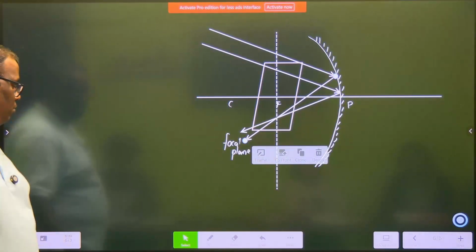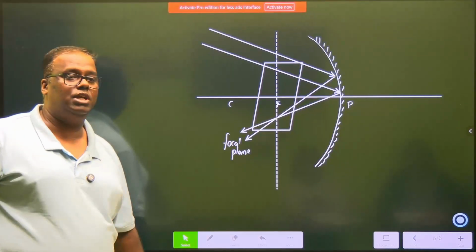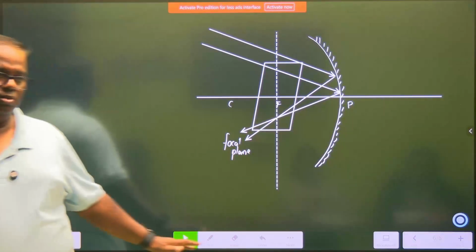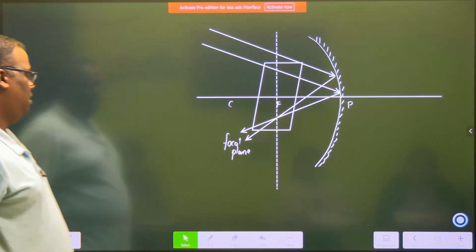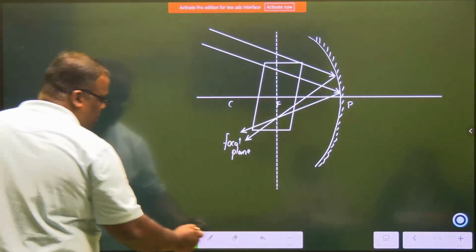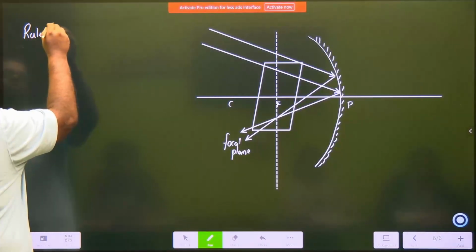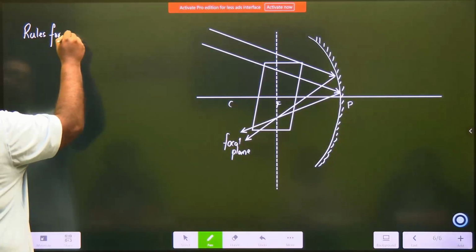And rays coming from distant, far off objects are always taken to be parallel. So this is the beauty of the focal plane. Have you understood? Okay. Now, revisiting some of the rules for image formation.